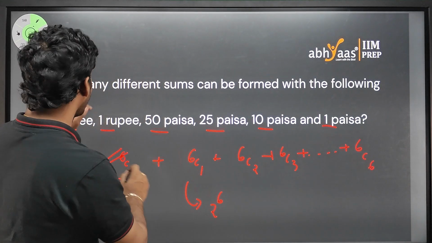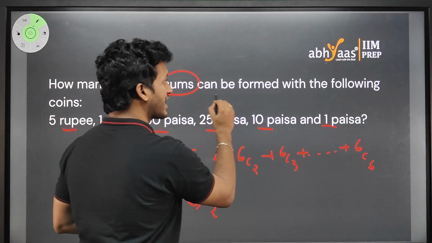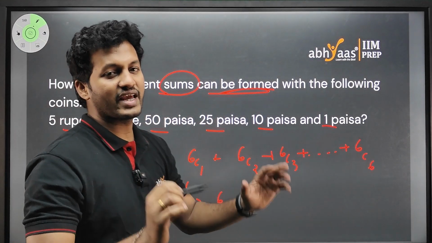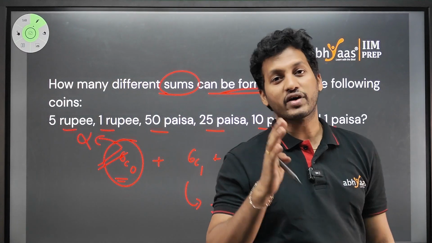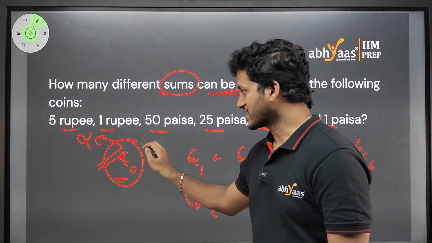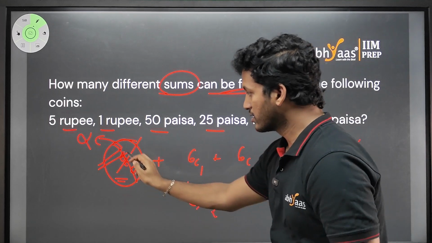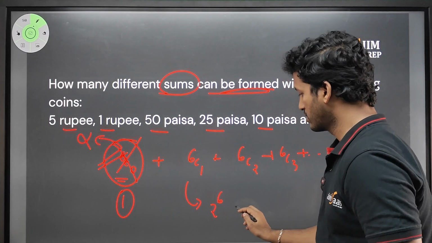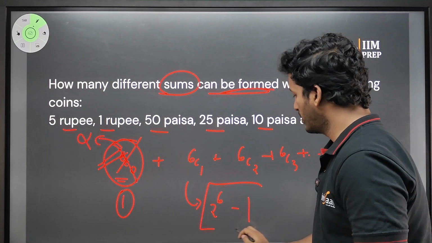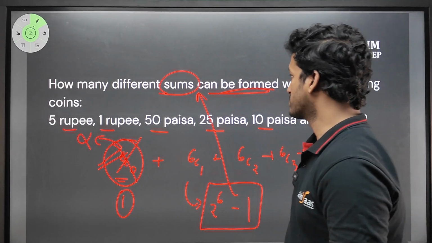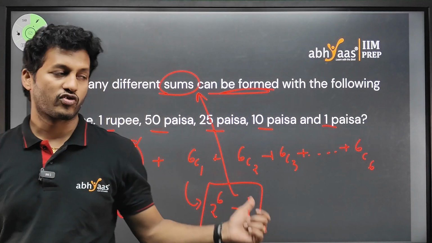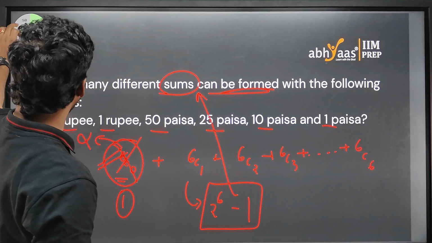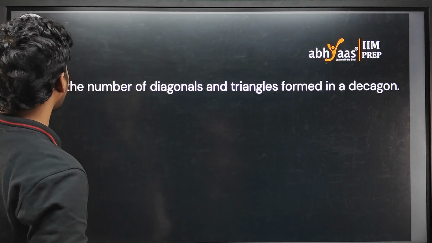But remember what they said. How many different sums can be formed? This cannot be a sum. I am not selecting anything. Without selecting anything, how can I form a sum? Yes, this cannot be selected. That means 6C0 is one way, nothing but 1. So that has to be removed from this 2 power 6. 2 power 6 minus 1 will be my answer, the number of sums that can be formed with this number of coins. Okay, so like this we can have many combinations. Okay, let's go to the next one.